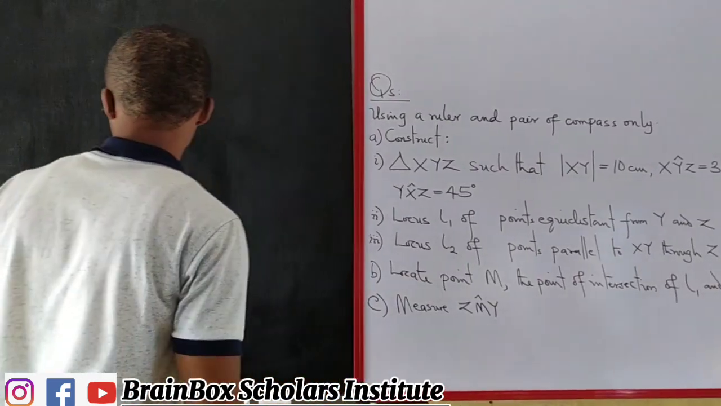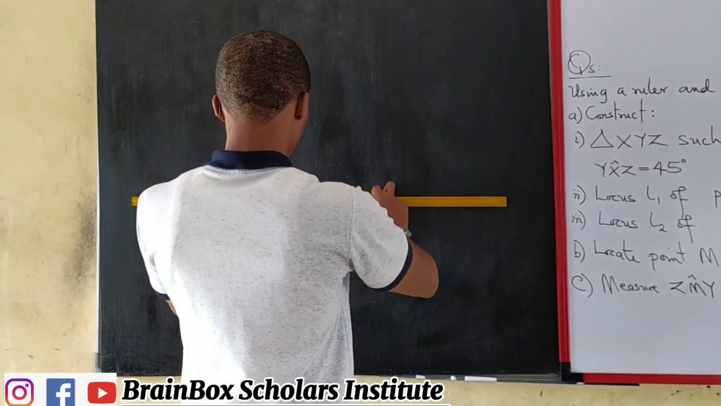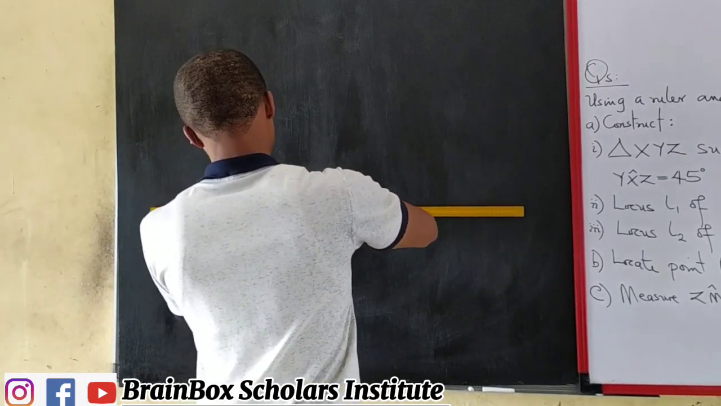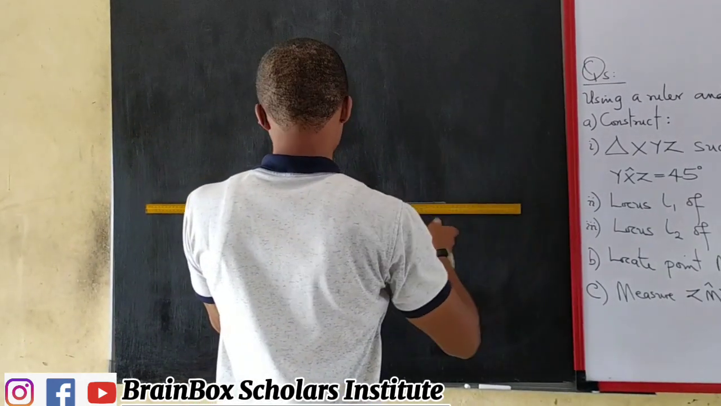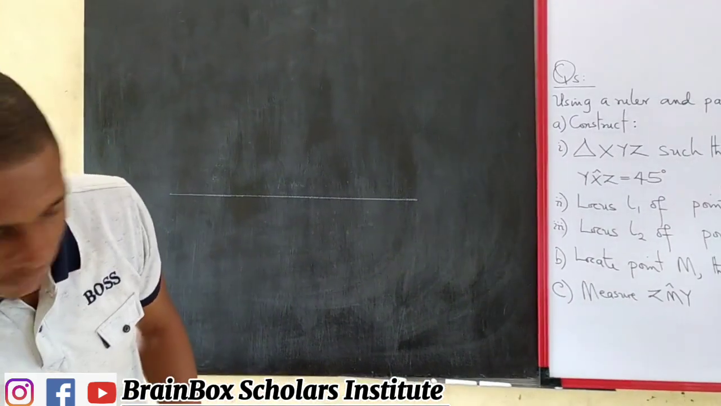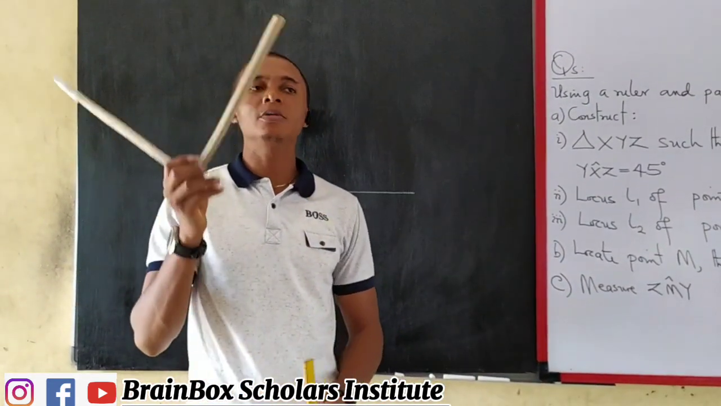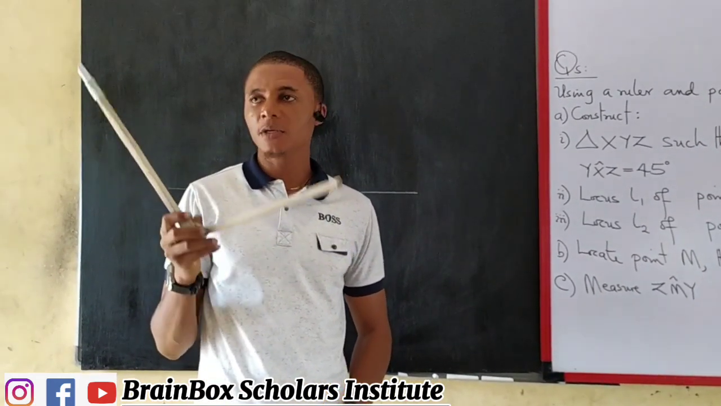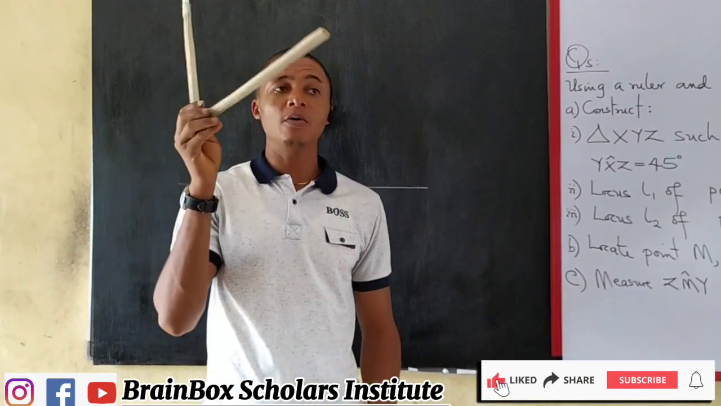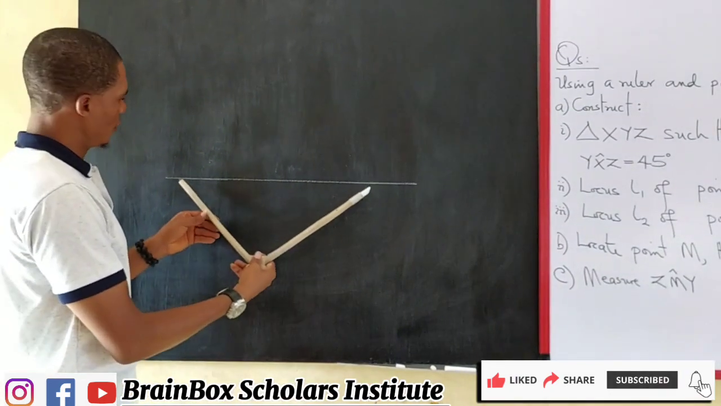Let's move. So I will draw my line of unknown measurement. Okay, I've drawn a line of unknown measurement. Then I use my compass and measure 10 cm. So I've measured my 10 cm.